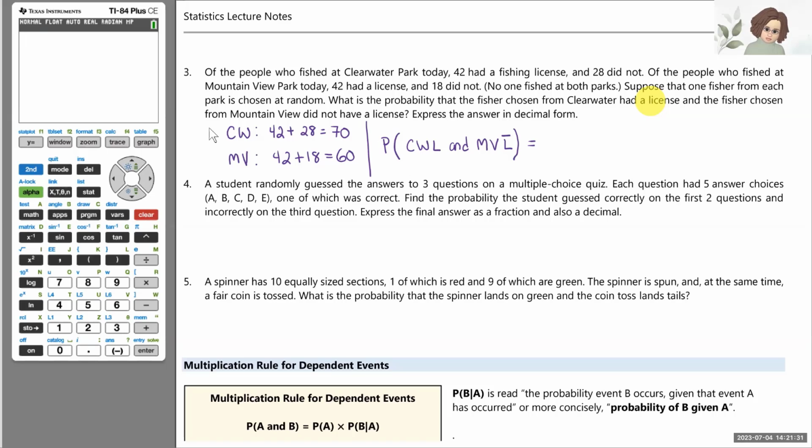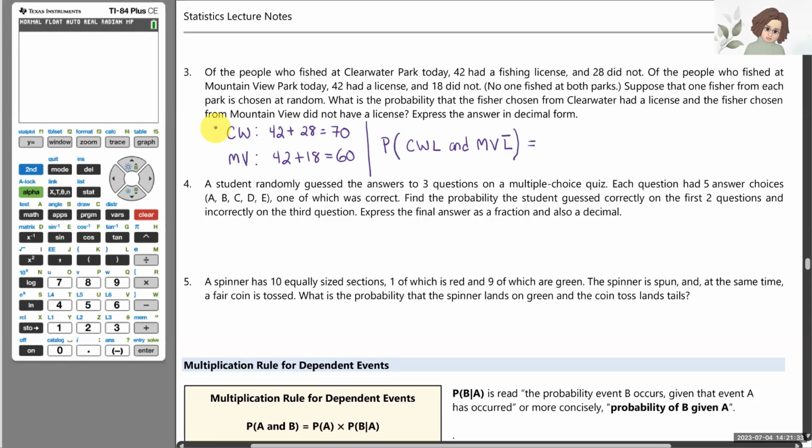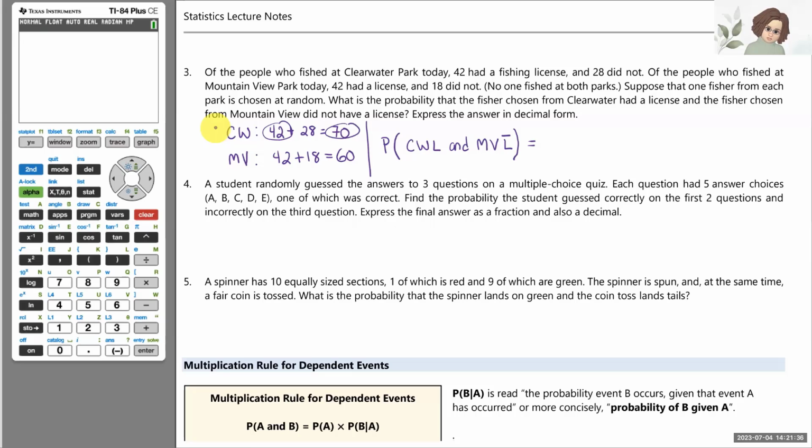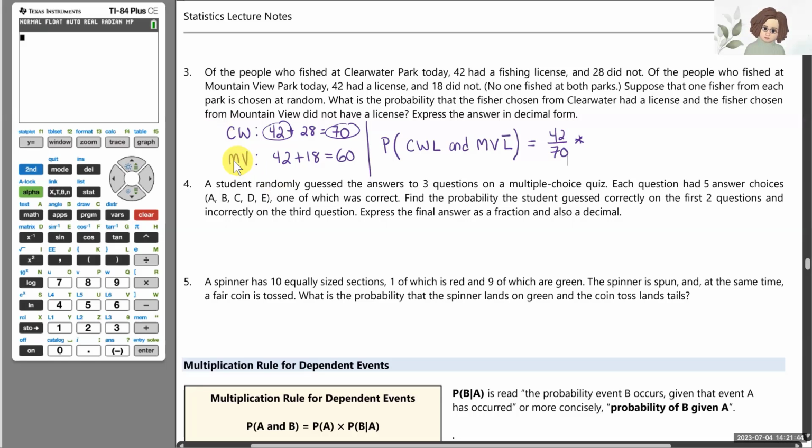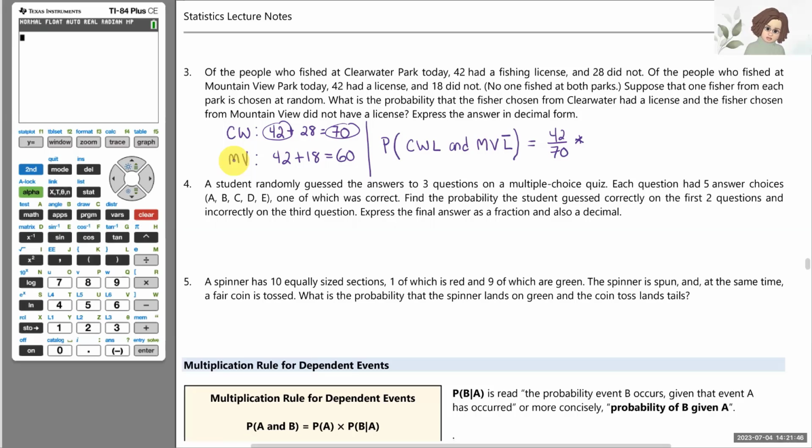So I'm just going to come over here and circle. So Clearwater with a license was 42 out of 70. So that's the chances of getting a Clearwater Park with a license. And then we'll multiply that by, we want the Mountain View Park person to not have a license. That was 18 people out of 60.